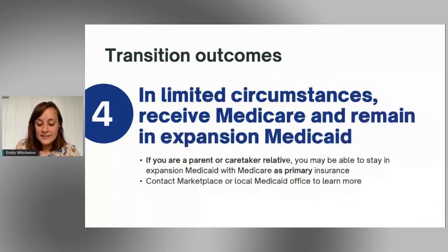A fourth and less common outcome is to receive Medicare and remain in expansion Medicaid. If you are a parent or caretaker relative, you may be able to stay in expansion Medicaid with Medicare as primary insurance. If you are in this situation, you should contact your marketplace or local Medicaid office to learn more.